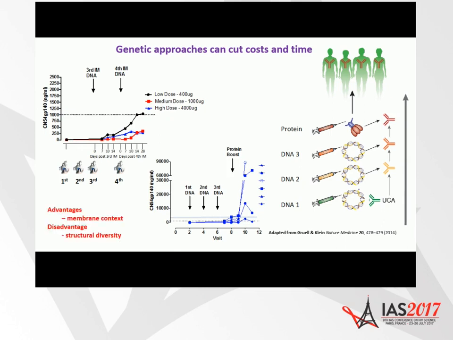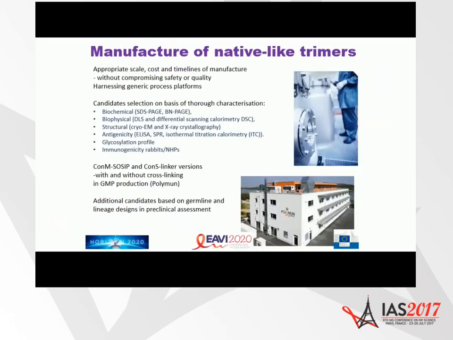Now, the advantages of using nucleic acid or vectors are that they can be relatively cheap and quick, and you can also express the protein in a membrane context, which may make it more native-like. The disadvantage is you have no ability to purify that protein, so you have to engineer it so that it has the stability and is expressed in a native-like way, and you can't guarantee that that's going to be the case. So there's some strengths and weaknesses in the approach. The other approach is to look at manufacturing the trimers and to try and come up with a manufacturing pipeline that is sufficiently nimble and cost-effective to get things into trials faster.